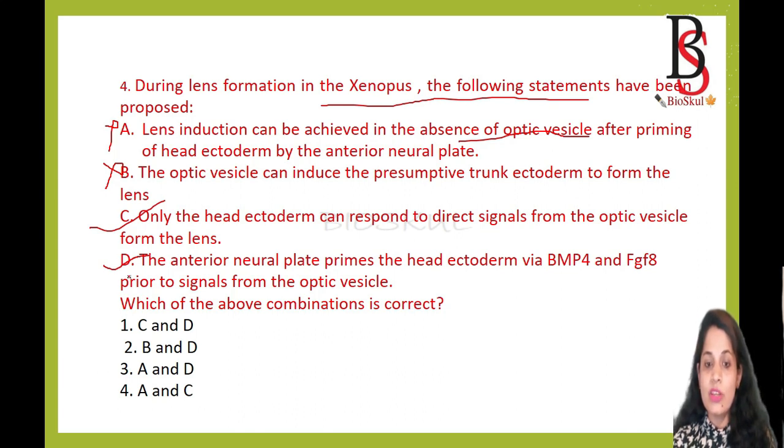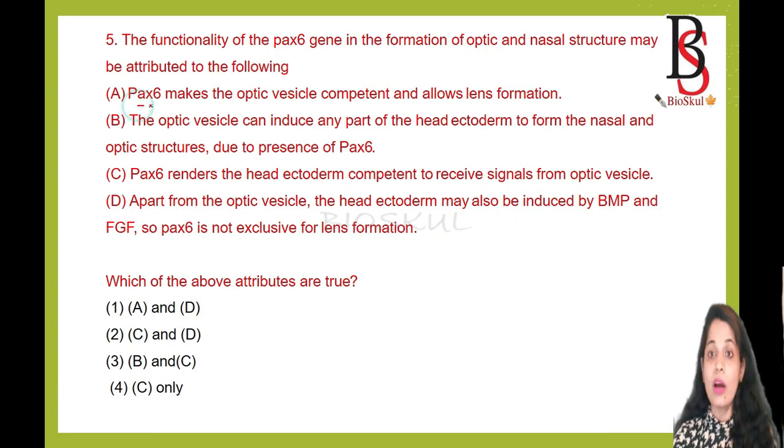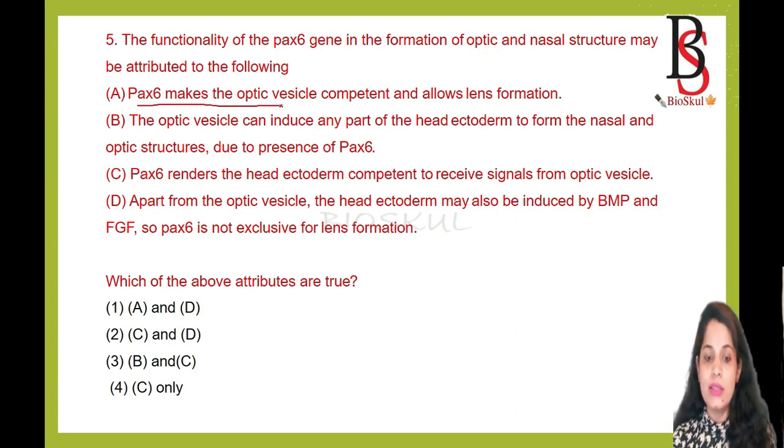Which of the above combinations is correct? It is option 1, that is C and D. The next question: the functionality of the PAX6 gene in the formation of optic and nasal structures may be attributed to the following. PAX6 makes the optic vesicle competent and allows the lens formation? No, PAX6 makes the head ectoderm competent, not the optic vesicle. So this one is wrong.